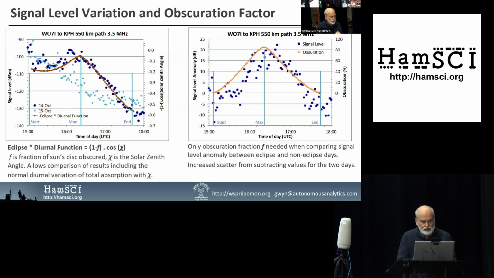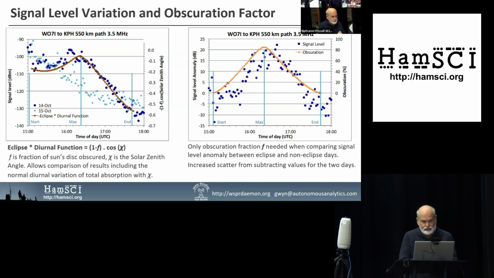And the solid curve, I have fitted a very simple function that takes the obscuration factor of the eclipse with the cosine of the solar zenith angle that allows me to simply model the normal diurnal variation of absorption in the D layer. And there's a difference in response from the start of the eclipse to the maximum, where the fit isn't great, but actually from the peak of the eclipse to its end, I think you'll agree that those blue dots, the observations, track that very simple two-parameter model quite well.